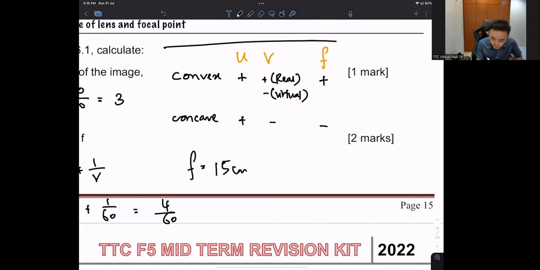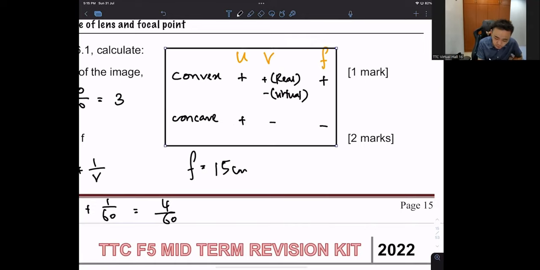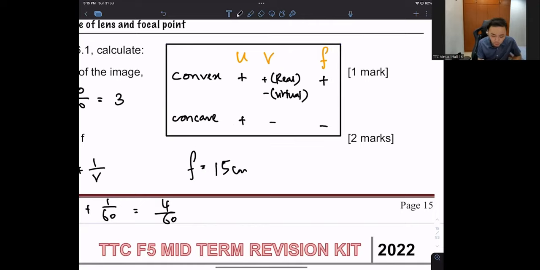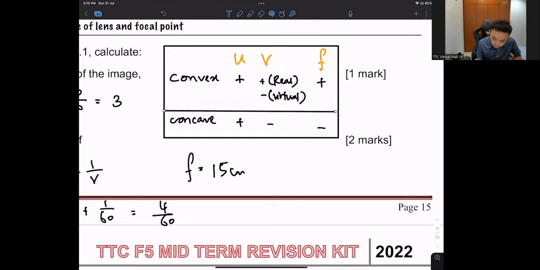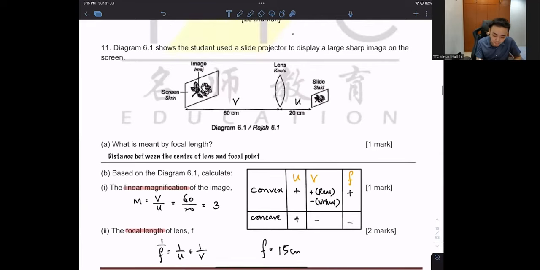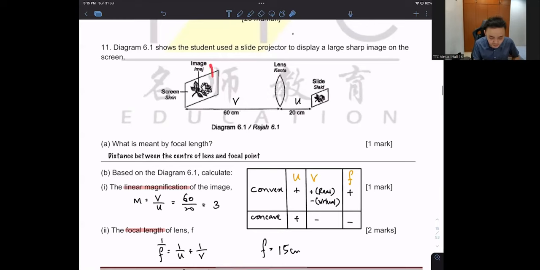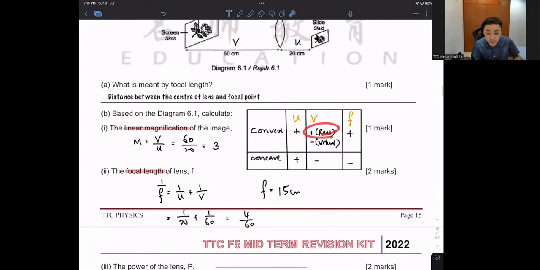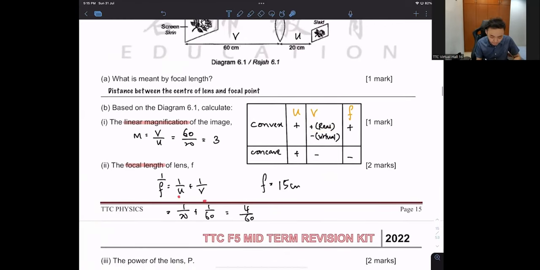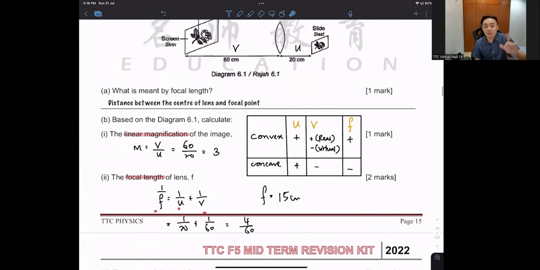So for these questions, you are lucky because everything just so happened to be positive. You don't have to worry because they are using convex lens, so the focal length is already positive. Second thing, they are having a real image, so you also don't have to worry about the plus minus. How do you know it's a real image? Because this is a projected image. An image that can be projected is for sure a real image. That's why positive. So that's why everything is positive, and you don't have to worry. This is your lucky part.